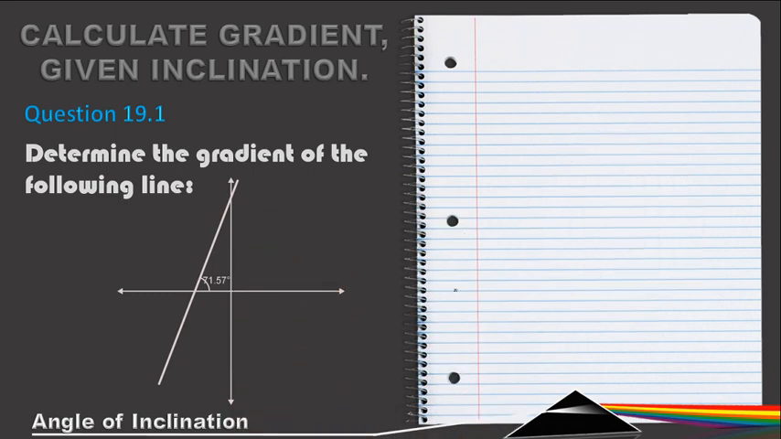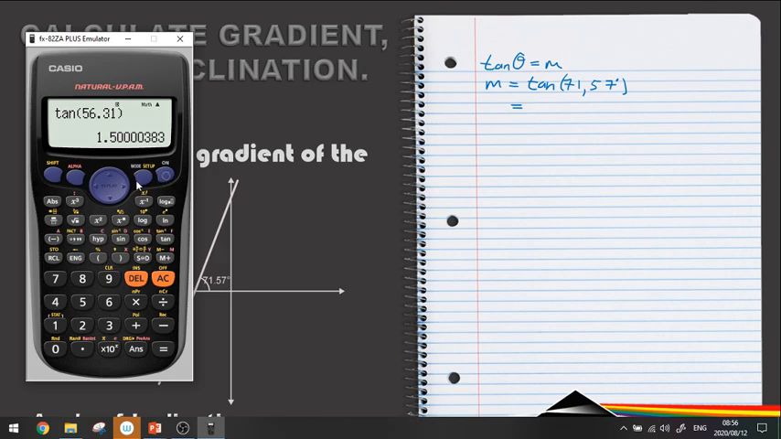So question 19.1, determine the gradient of the following line. We know that tan theta is equal to the gradient, so my gradient is equal to tan with theta being 71,57 degrees. So substituting that in, we have tan 71.57, and that's equal to 3.